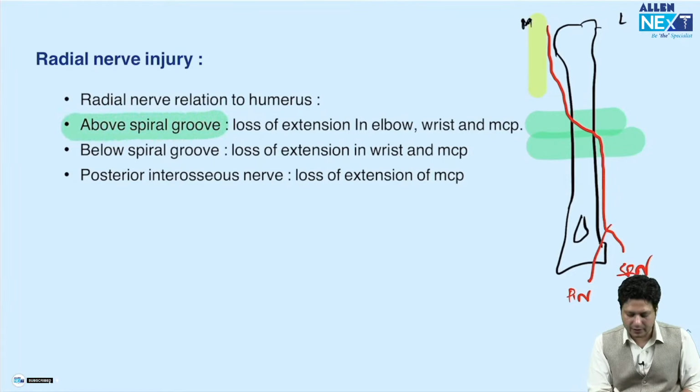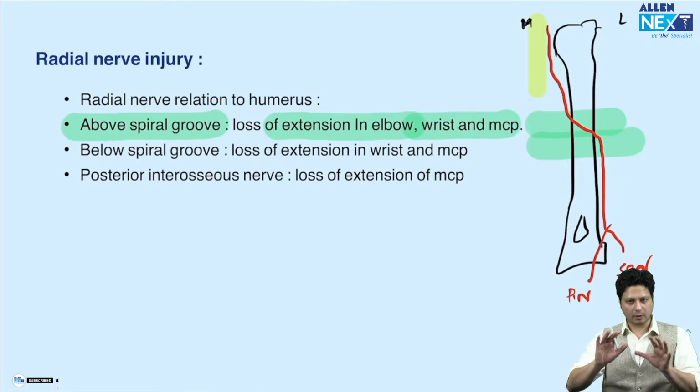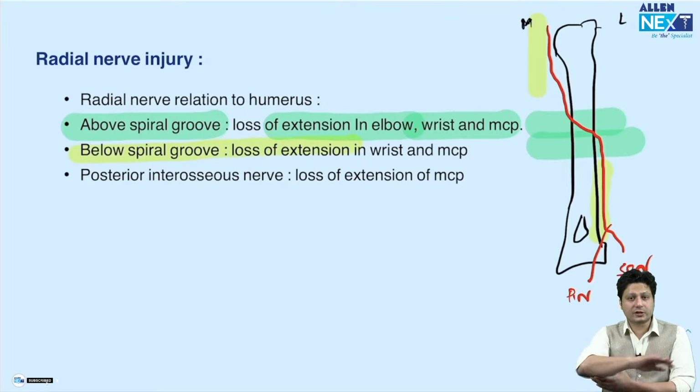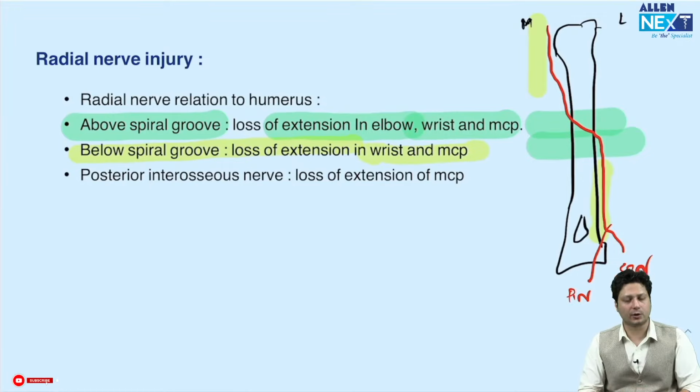If the radial nerve is injured above the level of the spiral groove, there will be a loss of extension in the elbow, wrist and metacarpophalangeal joint. Everything is going to be lost, all right? But if the radial nerve is injured below the level of the spiral groove, then elbow extension is preserved. Elbow extension is not lost. There will be a loss of wrist extension as well as metacarpophalangeal joint extension.